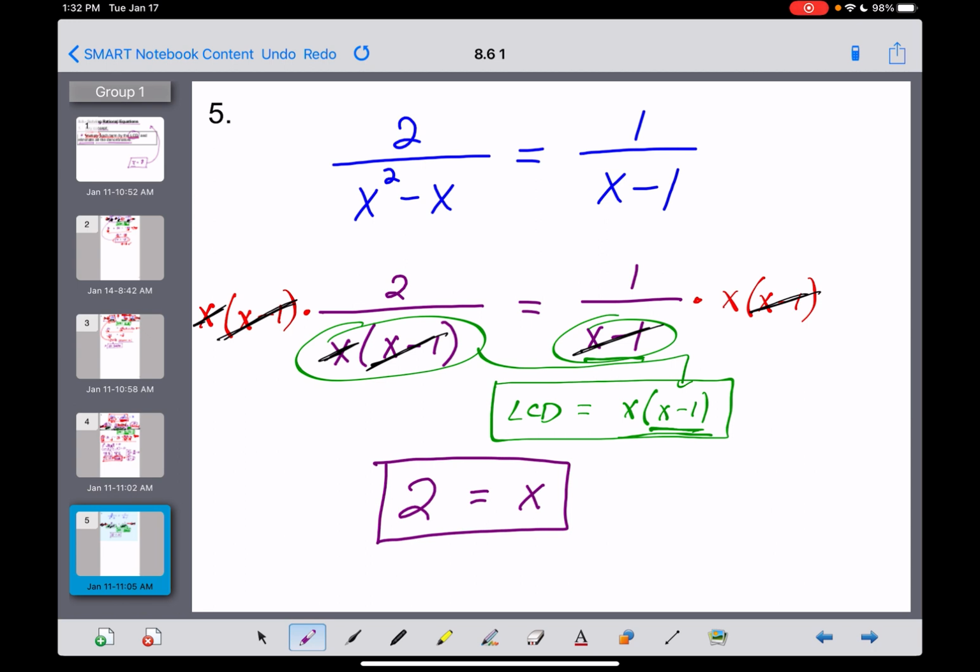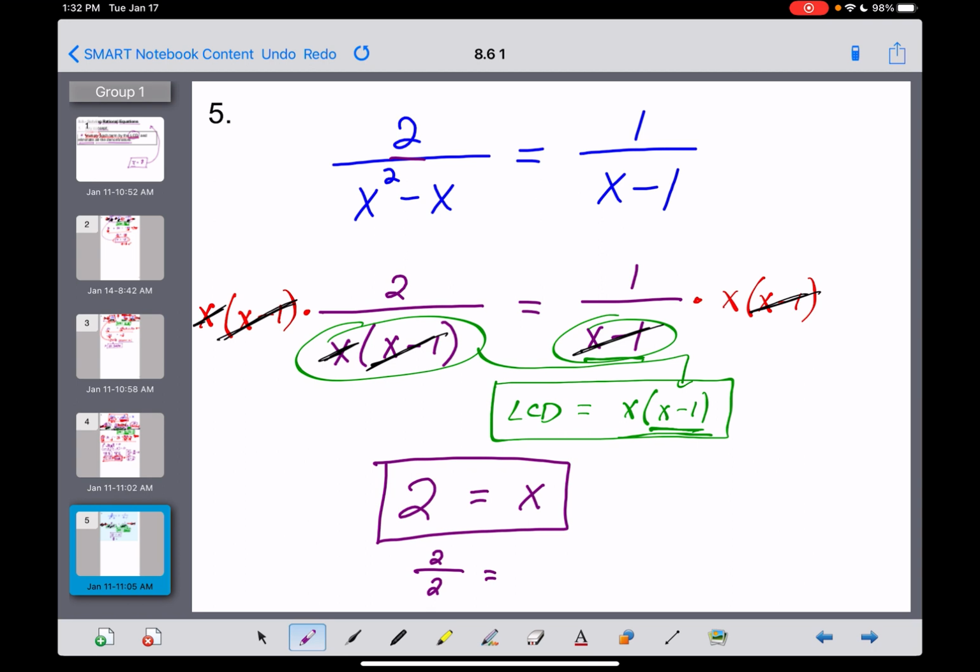Now let's check that real quick and find out if it works. So going back to the original blue statement right here, let's take a look. My first numerator there is 2. My denominator is 2 squared minus 2. Well, 2 squared is 4. 4 minus 2 is 2. There you go. And we end up with a 2 over 2.